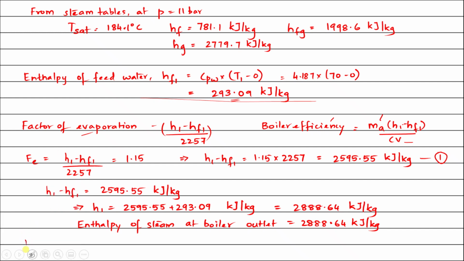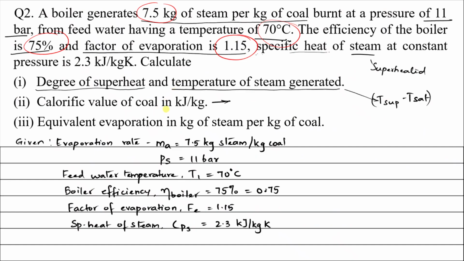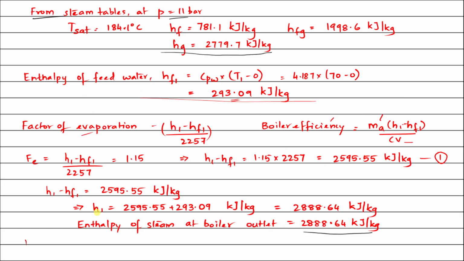Now let me go back to my conditions here. From the steam tables, for the pressure of 11 bar, the condition for dry saturated steam, the enthalpy of the dry saturated steam is 2779.7. But the enthalpy of the steam that I have got at the boiler outlet, 2888, is definitely larger than that. As I told at the start of the question, the steam is already in the superheated condition.